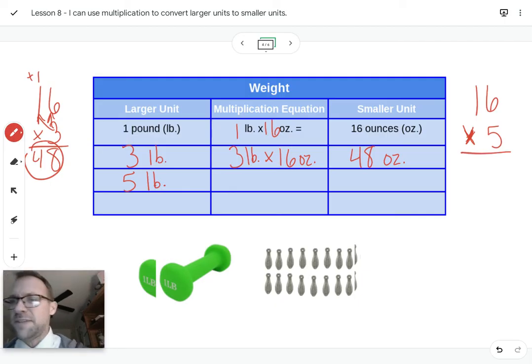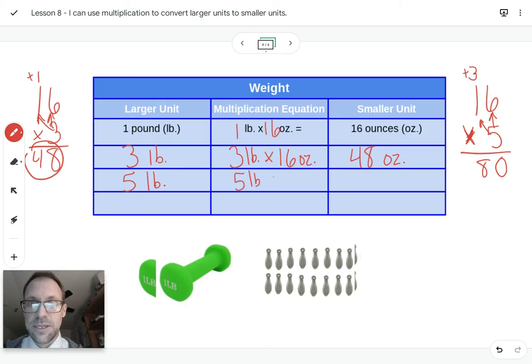All right, so 5 times 6. Yep, 30. Carry the 3. And then 5 times 1. It's 5 plus the 3. That's 8. 80 ounces. So we just did 5 pounds times 16 ounces using multiplication to convert a larger unit like pounds to a smaller unit like ounces. And we got 80 ounces in 5 pounds.